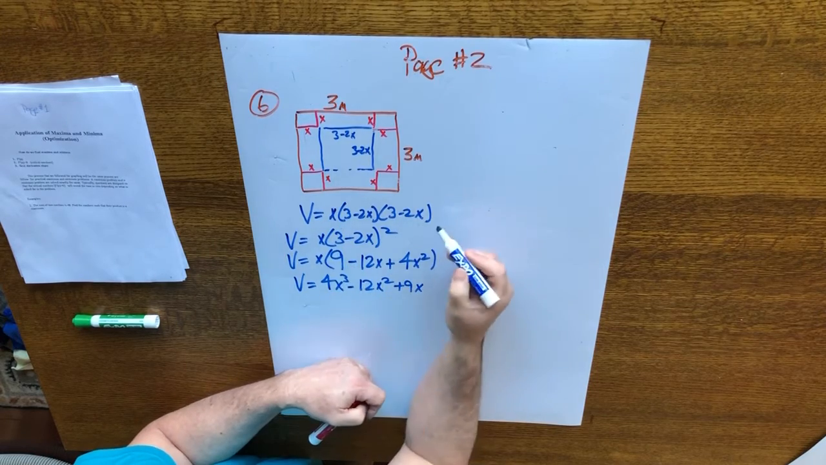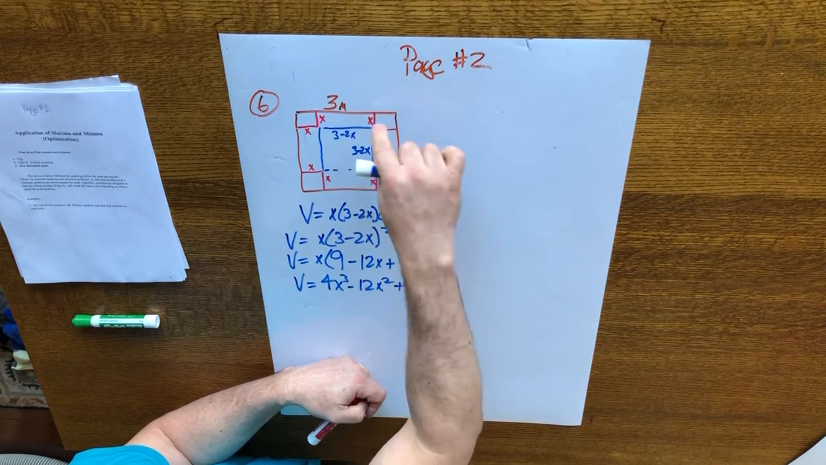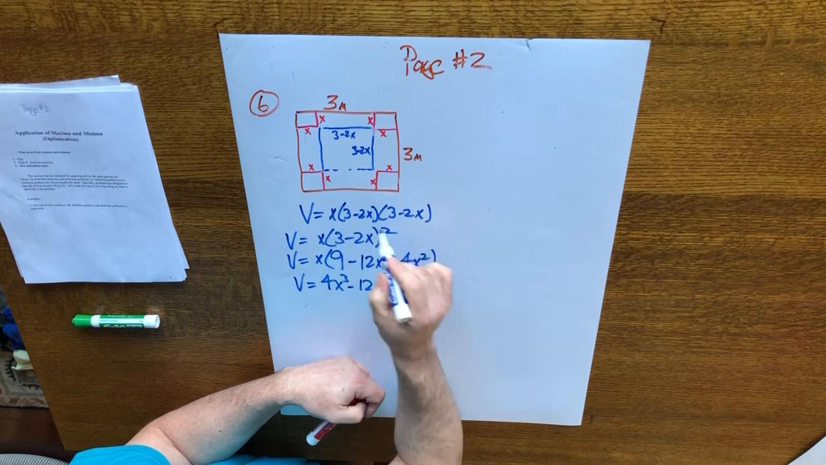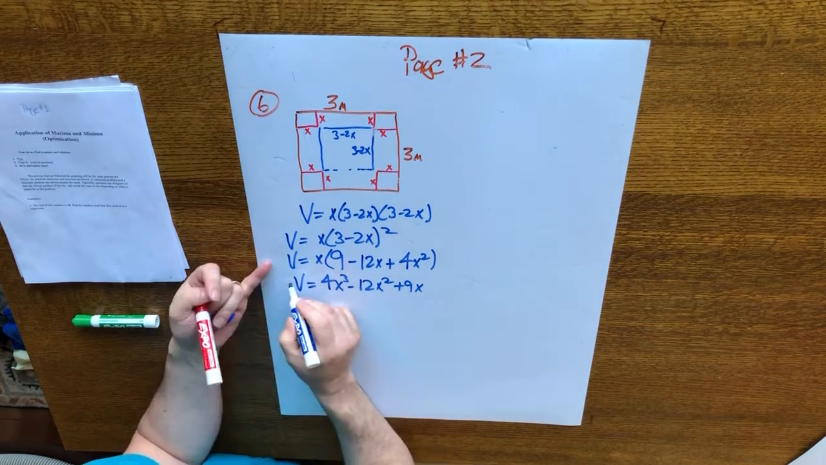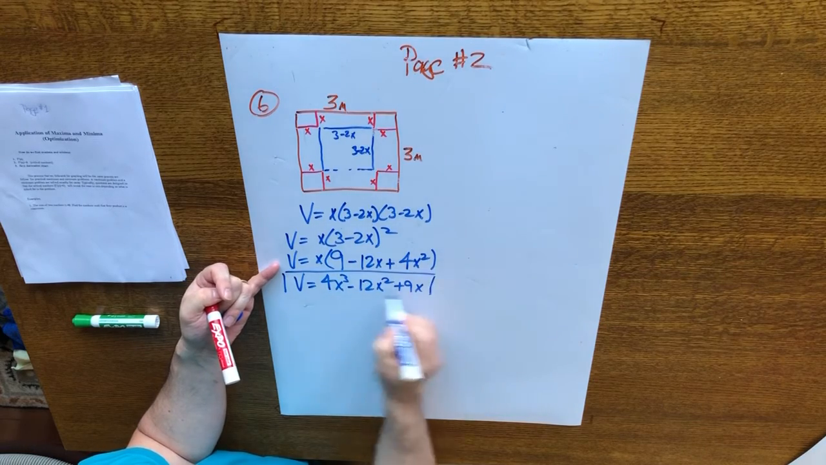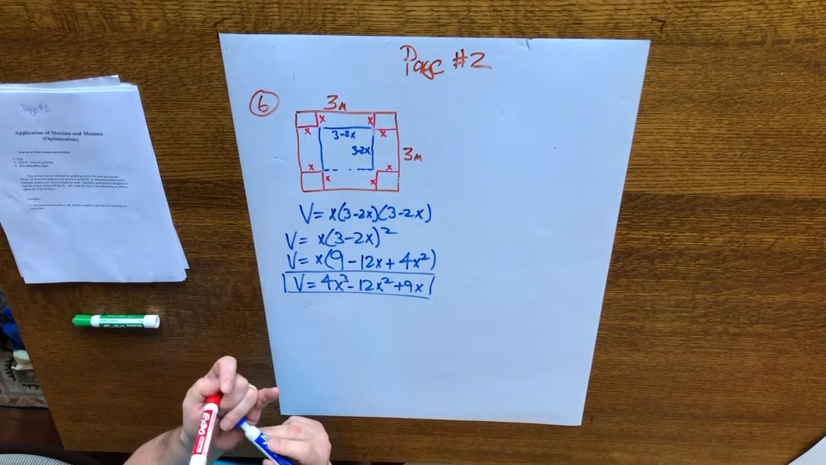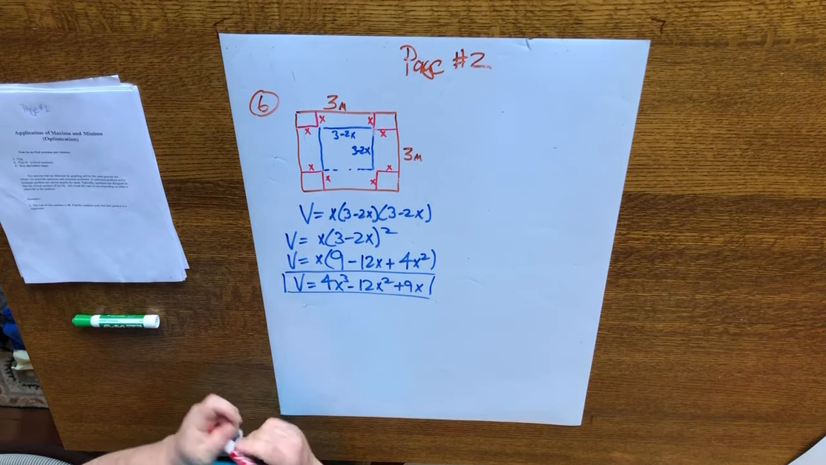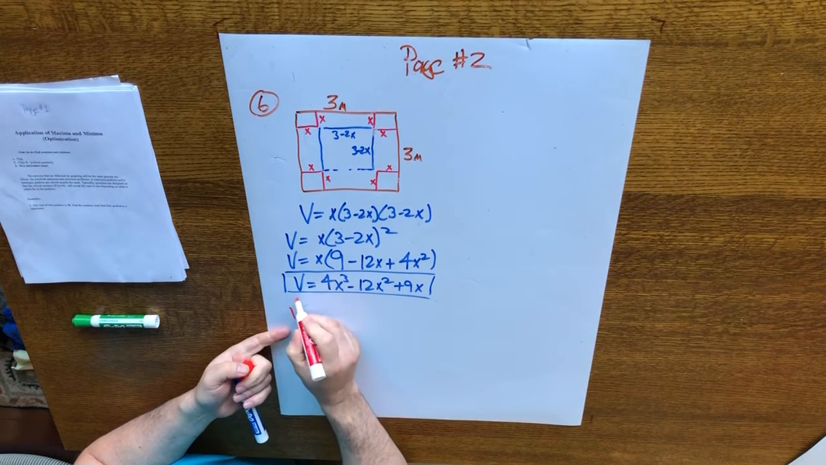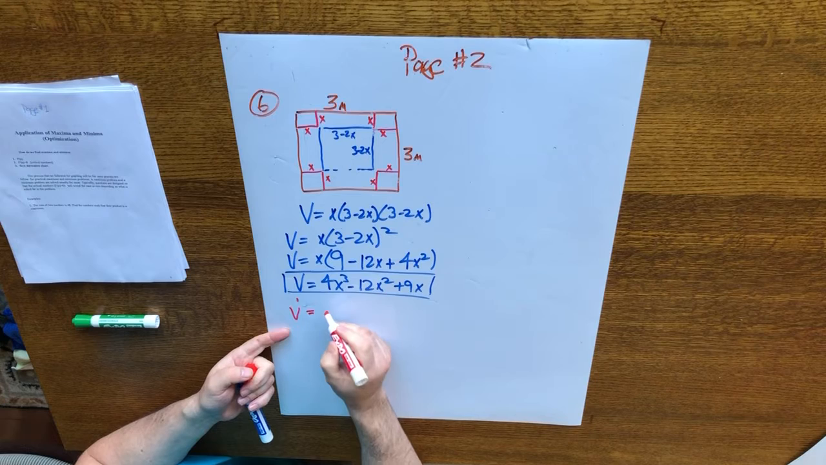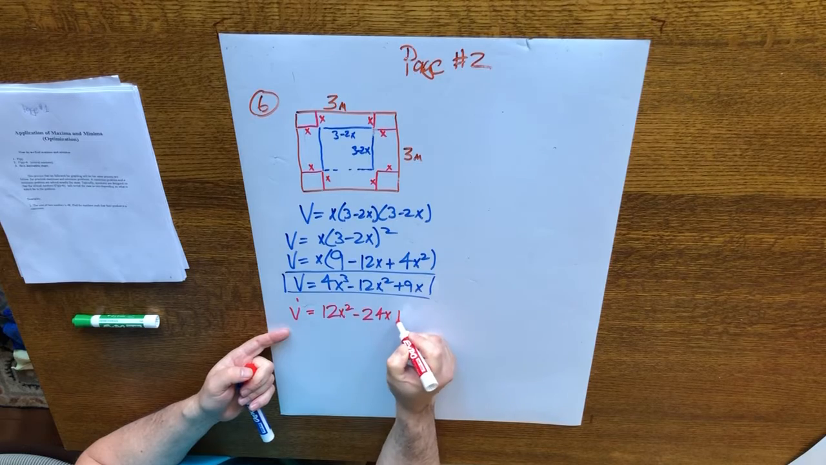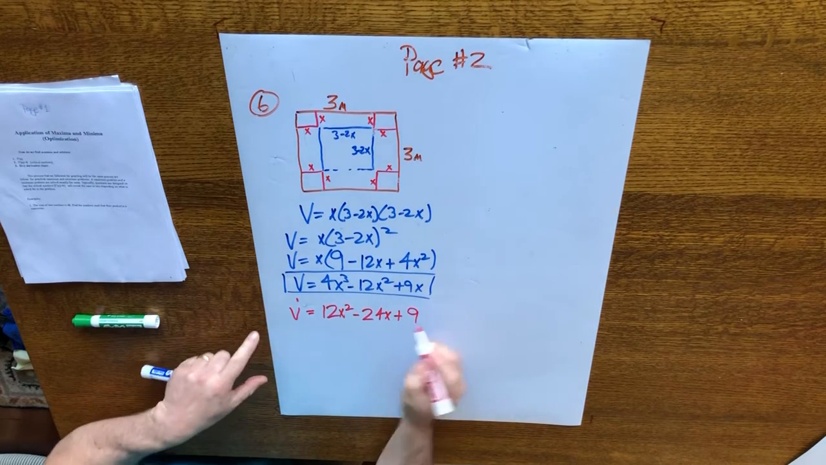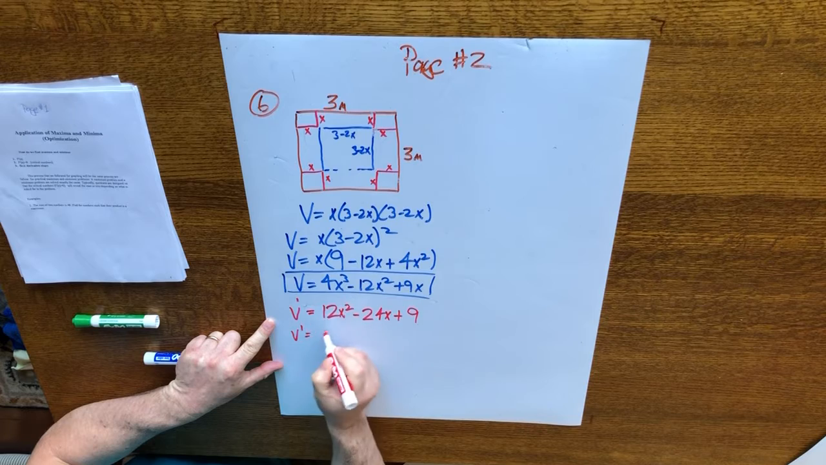So I took this expression, length times width times height, I simplified it down, and this is what I'm going to try and maximize here. What should x be in order to maximize the volume? So V prime, rather, is equal to 12x squared minus 24x plus 9. So when does V prime equal 0?